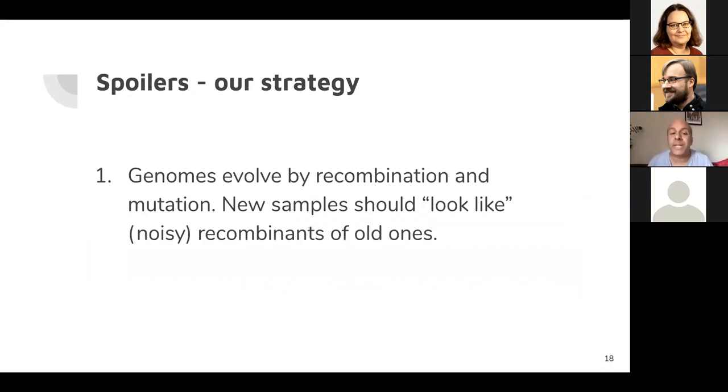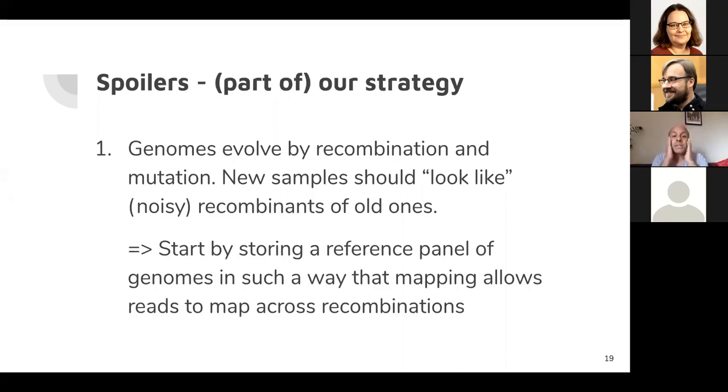Okay, so the strategy, or the motivation, is this. Genomes evolve by recombination and mutation, so new samples should look like noisy mosaics of the old ones. If I've seen 1,000 genomes before and I look at a new one, simply because of their shared ancestry and the dominating forces being just recombination and mutation, new things should look like spotty mosaics of the old ones. That motivates us to try storing a reference panel of genomes in such a way that we can map to that panel instead of a single reference. And when you map to that panel, you want to allow reads to map across recombinations.